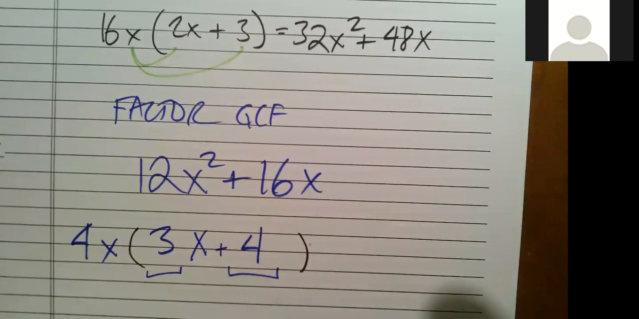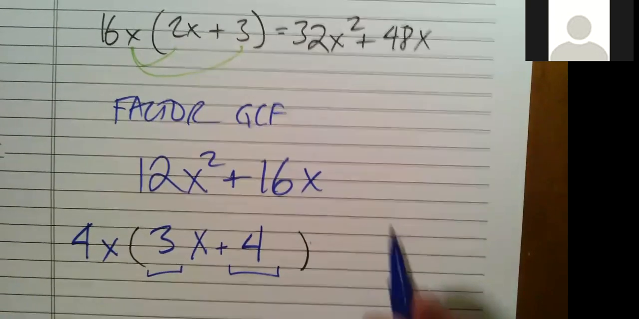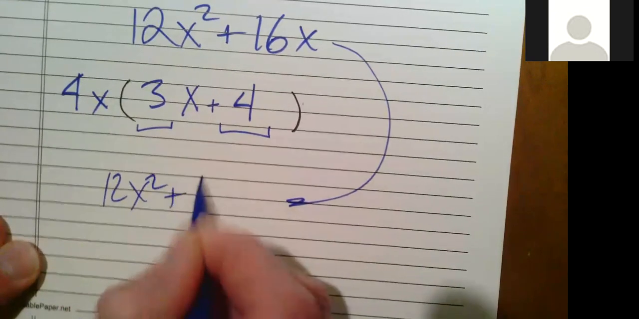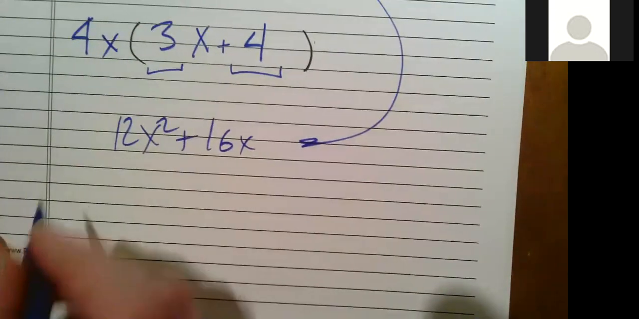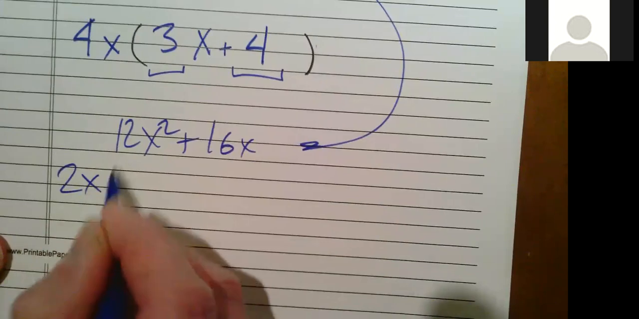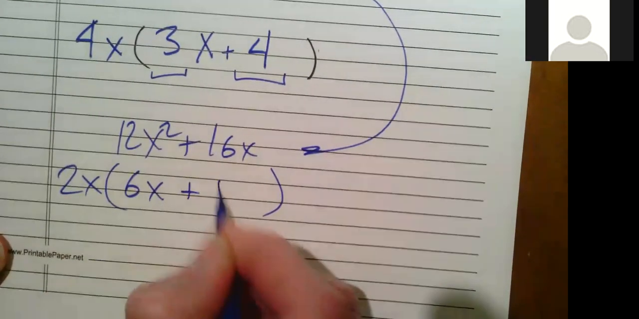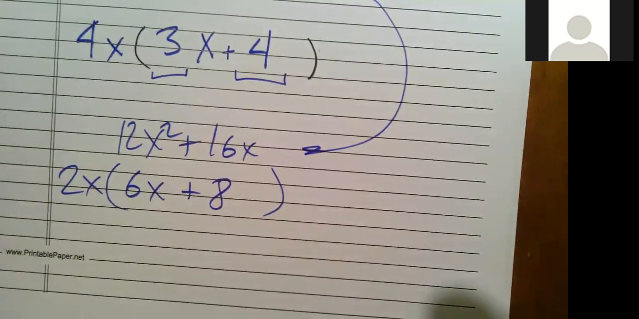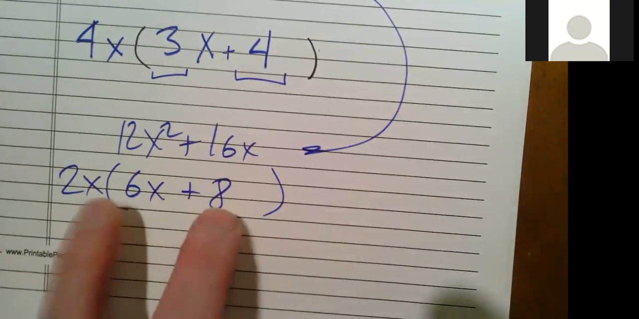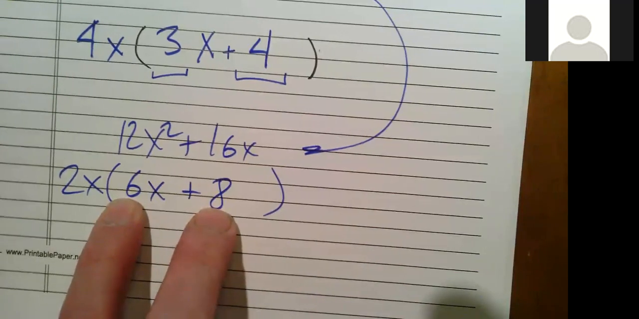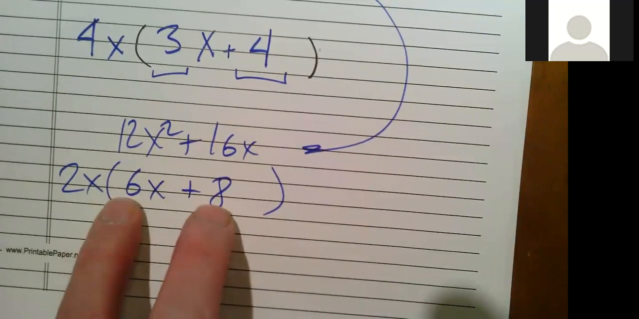Let's say we did take out the 2, okay? So I'm going to do that real quick and show you what you would have to do for that. So 12x squared plus 16x. If you had taken out a 2x instead, inside the parentheses, you would have 6x plus 8. What you always want to do real quick, just check and see if they have any common factors anymore. In this case, 6x and 8, they both have the number 2 that goes into both of them still.